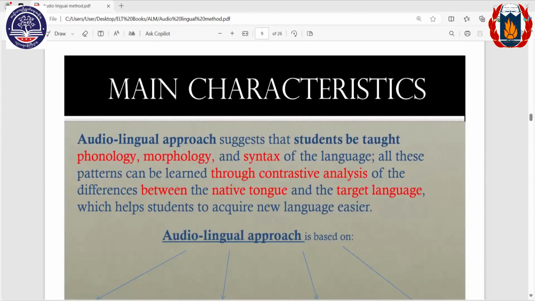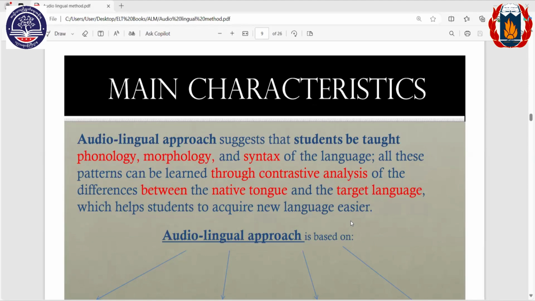Now let's see the main characteristics of the audiolingual approach. Here, the phonology, right, related to the sound systems and sounds, and morphology. Morphology is changing word form from one form to another, like by adding prefix or suffix. Here, it should be taught by using the phonology, morphology, and syntax of the language, right? The structure, like patterns of the language.